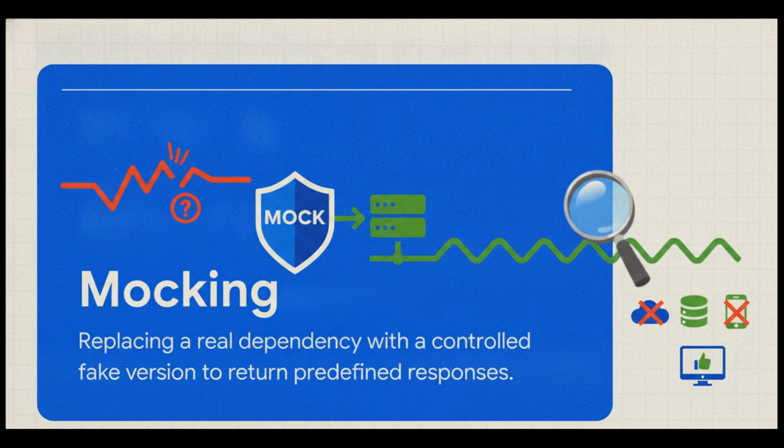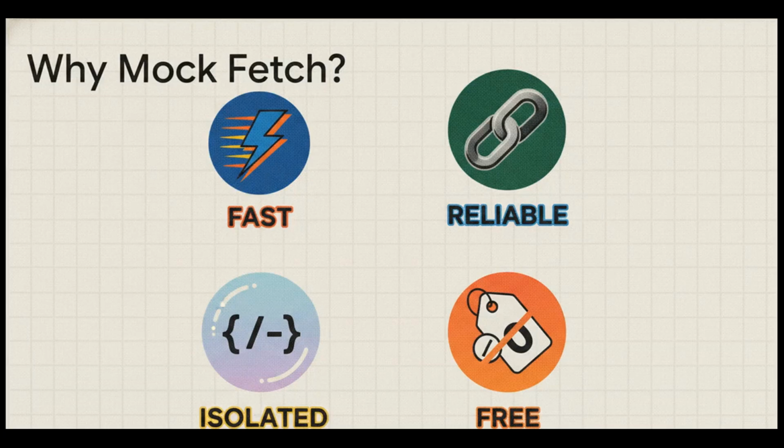So instead of reaching out to the actual internet, your mock intercepts the call and immediately returns a predefined response. You're effectively stripping away all the unreliability of the external world right out of your test suite. And the benefits of this are stark and immediate. I mean, why mock fetch? Well, first, it's incredibly fast. There's literally zero network latency. So tests that used to take seconds now take milliseconds.